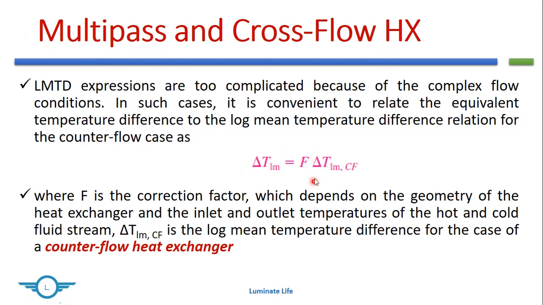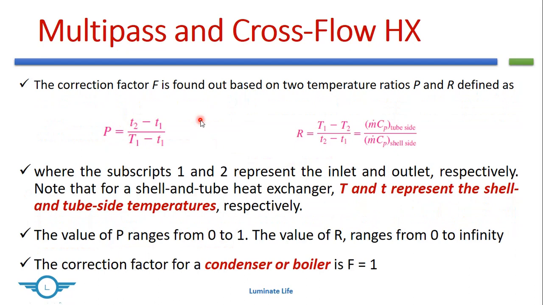Now to find this F, we are going to use two temperature ratios defined by P and R. These definitions are given as (t2 minus t1) by (T1 minus t1) and (T1 minus T2) by (t2 minus t1). Here 1 and 2 represent inlet and outlet. The important thing to note is capital T and small t in a shell and tube exchanger. Capital T represents the shell side and small t represents the tube side.